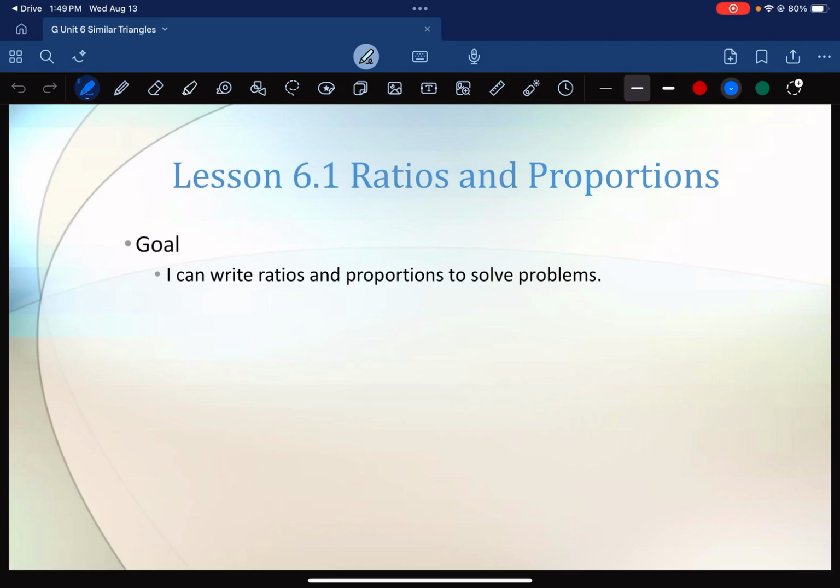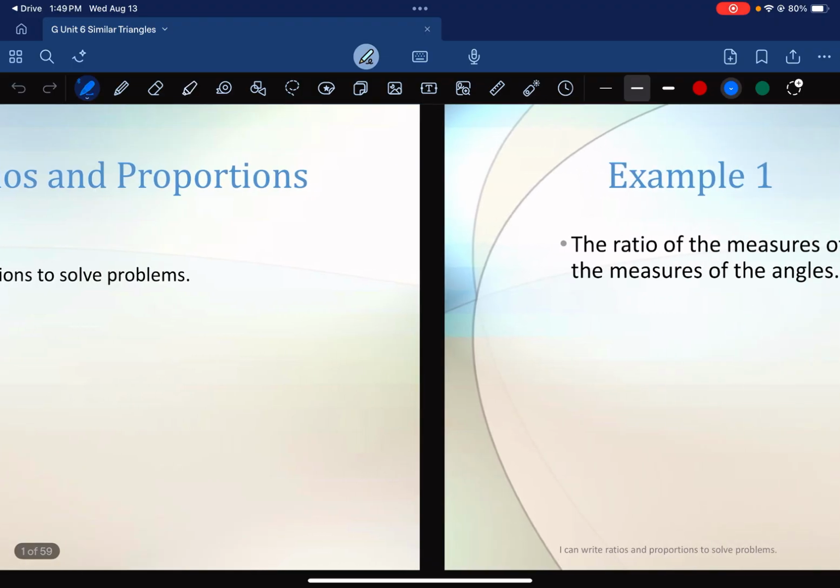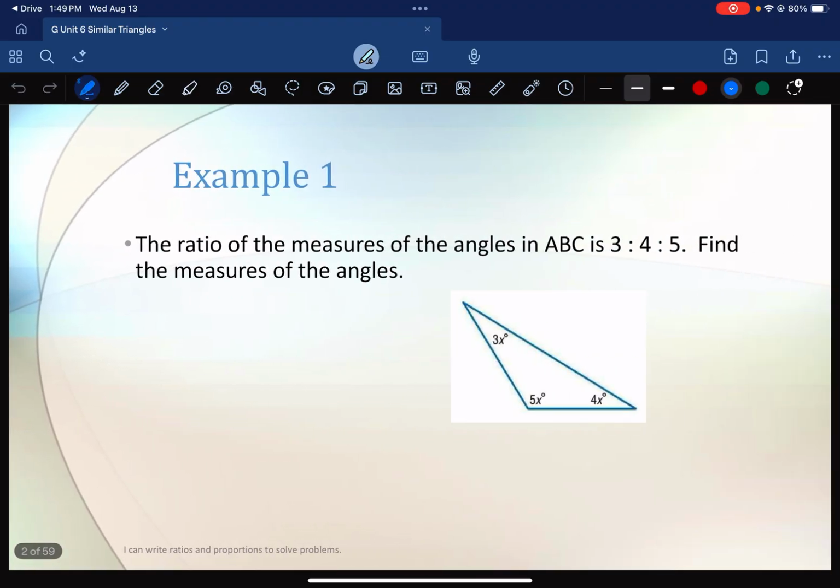All right, this is lesson 6.1 of a unit called Similar Triangles. It's called Ratios and Proportions. So the goal today is I can write ratios and proportions to solve problems. I don't think this will be new to you. The context that we use them in will be new because we're going to use some geometry with them. But I think you did these in 8th grade math and probably in Algebra 1. So let's see what you remember.